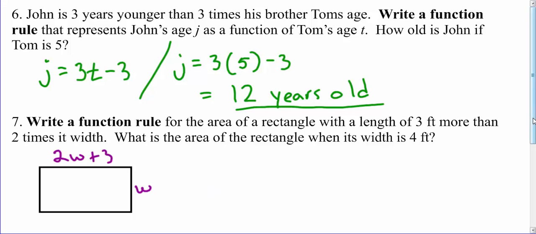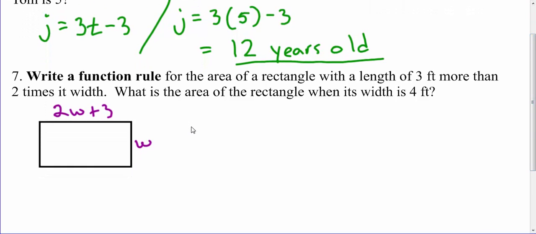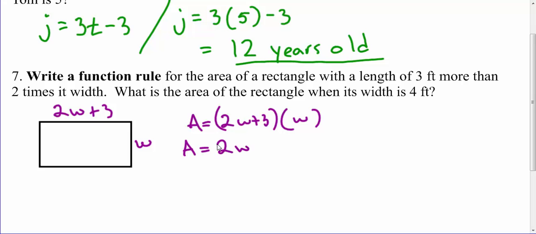Now we have to do a little thinking here about, well, how do you find area of a rectangle? It's just simply length times width, or 2W plus 3 times W. I'm going to go ahead and distribute this W into both of these terms. So our function for area would be 2W squared plus 3W. So that's the way we can find the area of the rectangle. Whichever width W happened to be, we could find the area.